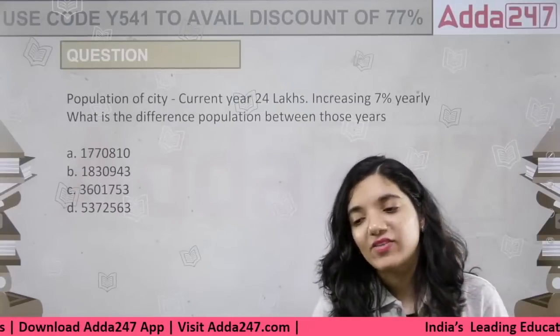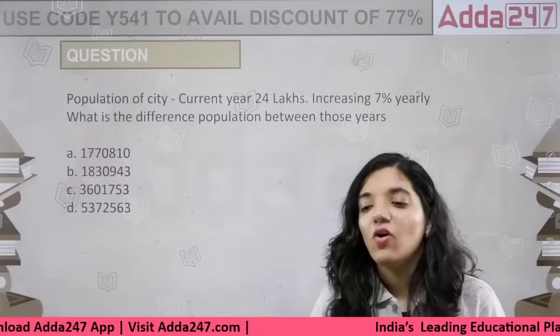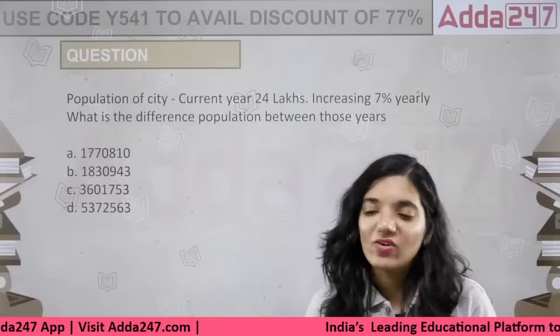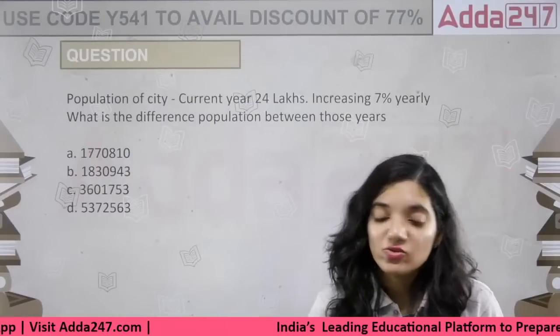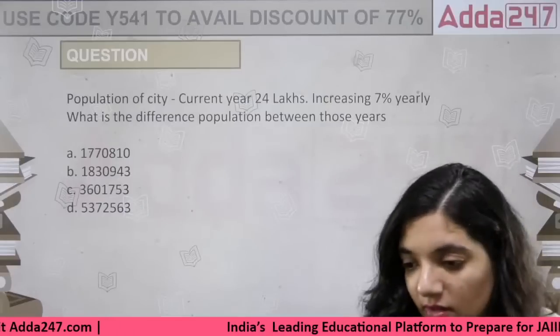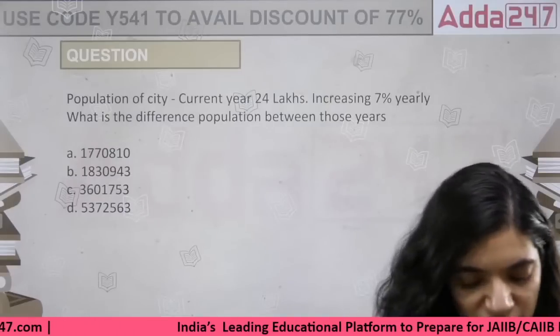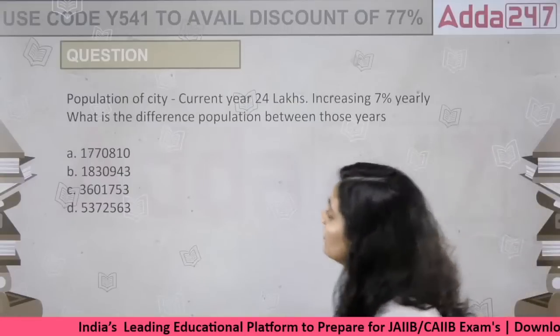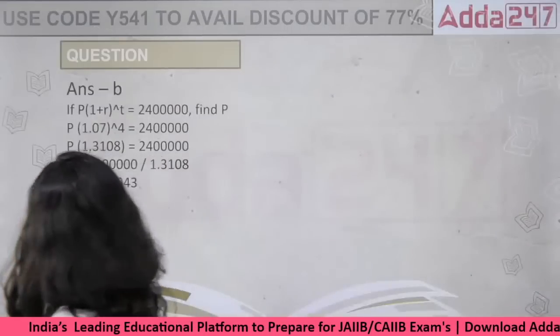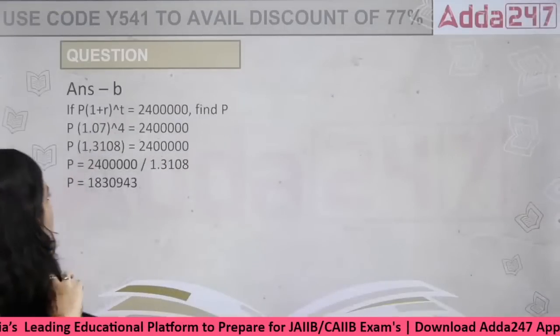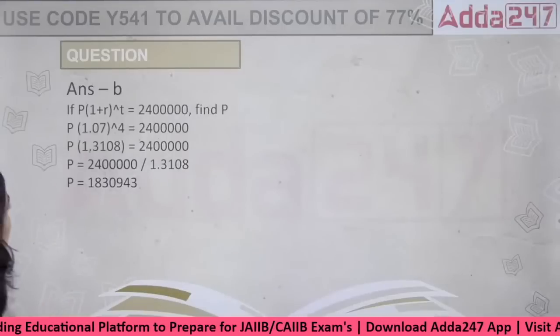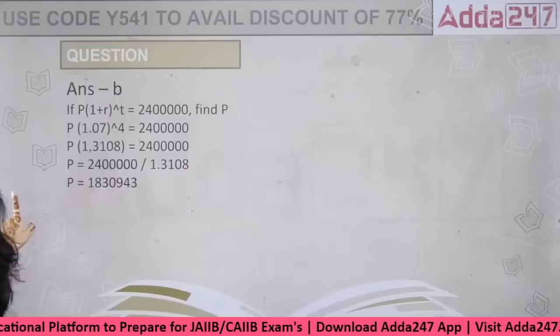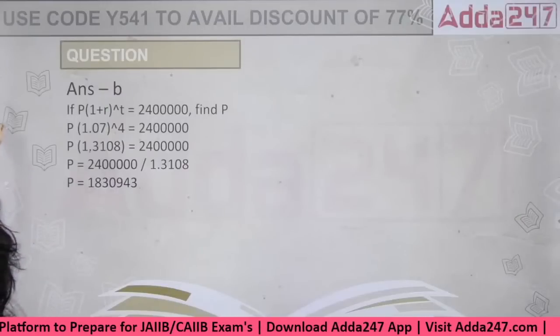1770810 or 1830943 or 3601753 or the last one, 5372653. So what will be the answer here? The answer here will be B. No, 1830943 was the first one. Okay, now let's go back.